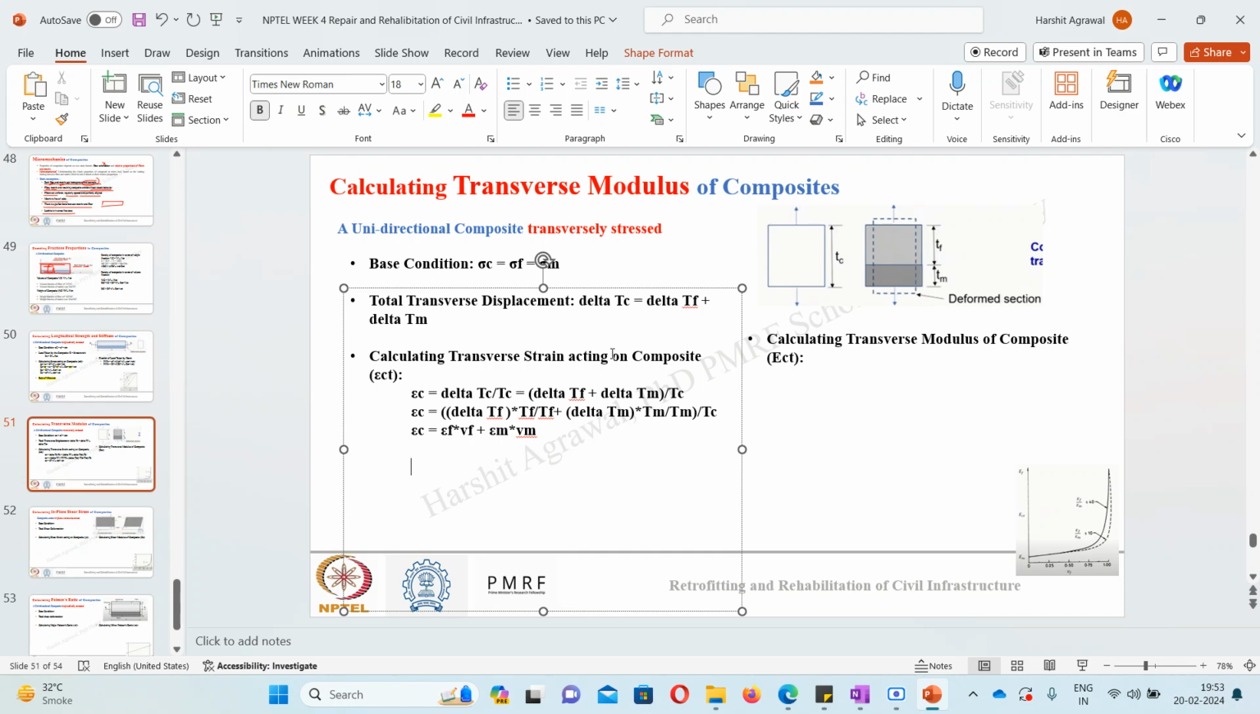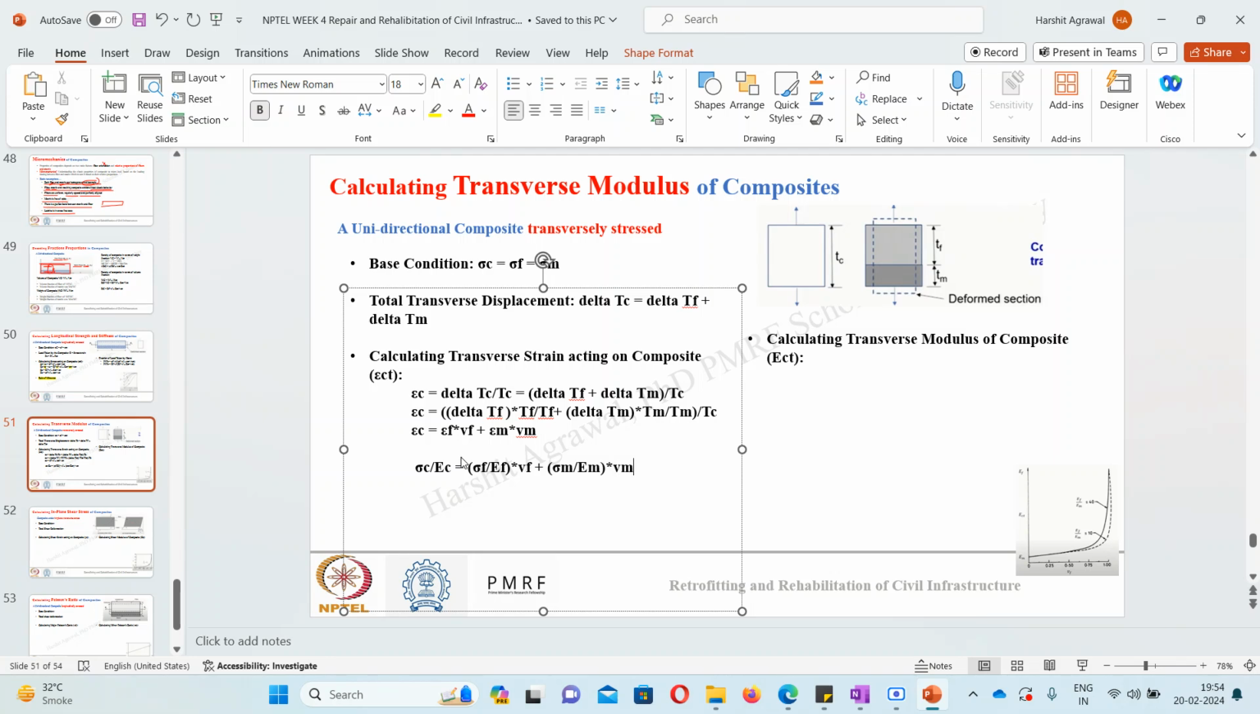you will get the relationship sigma C upon EC is equal to sigma F upon EF times the volume fraction of fiber, plus sigma M upon EM times the volume fraction of matrix.